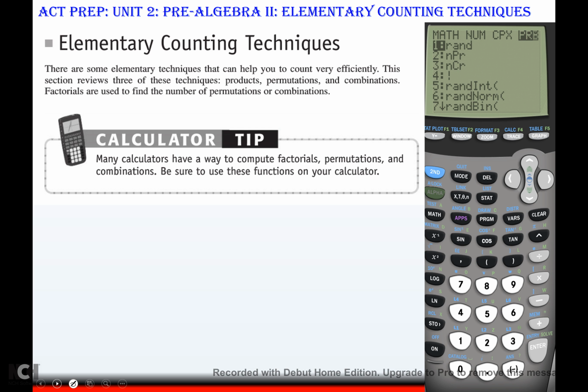There are some elementary techniques that can help you count very efficiently. This section reviews 3 of these techniques: products, permutations, and combinations. Factorials are often used to find the number of permutations or combinations.